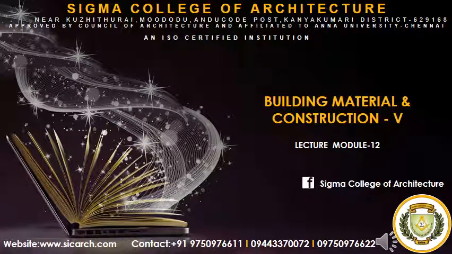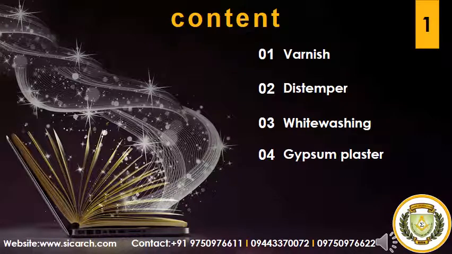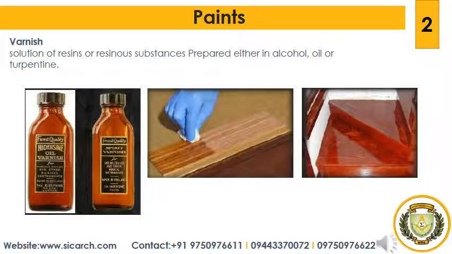Welcome to this online session of Building Materials and Construction 5. Today we'll be seeing about Unit 3 named Finishes. So in this session we'll be seeing about varnish, distemper, whitewash, color wash and gypsum plaster. So we will start with varnish.